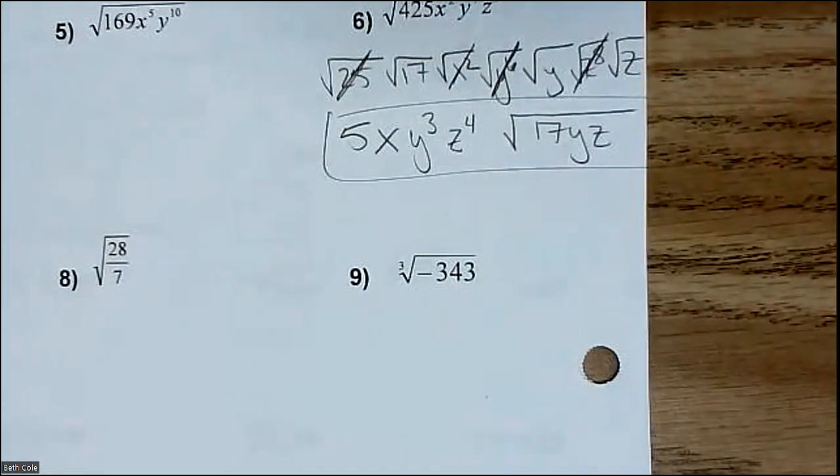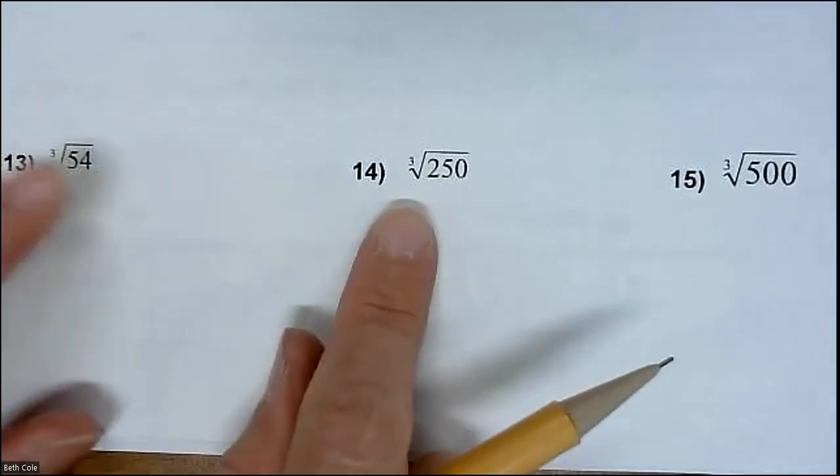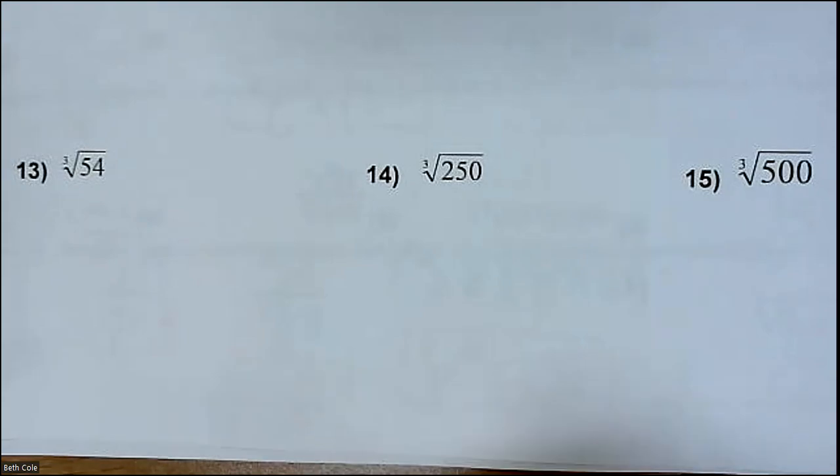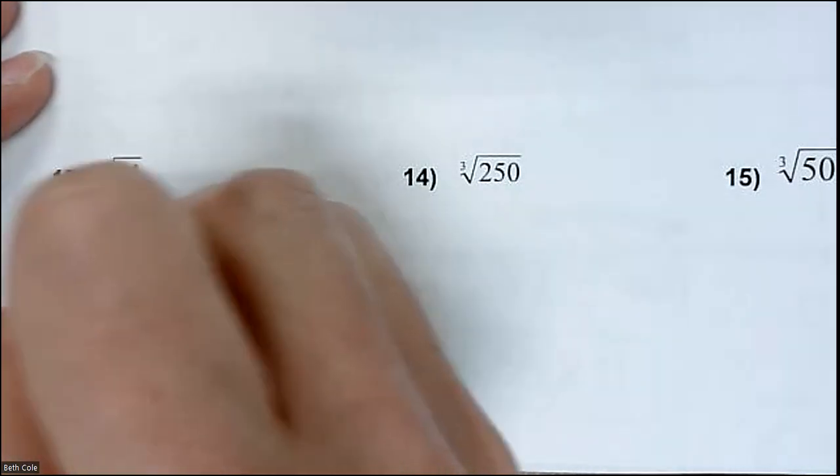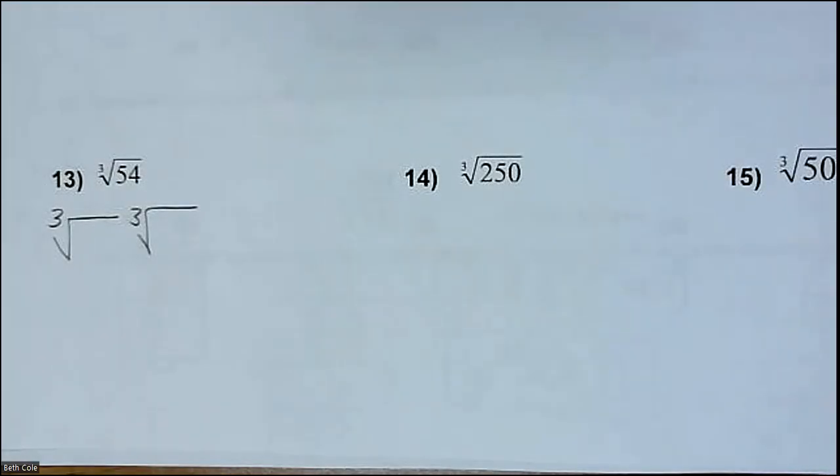All right, and then let's just do a couple of the cubed ones. Let's look in that bottom row here. Let's do 13 and 14. Again, I'm just trying to pick a couple of each of them. So draw two little houses, and I will type 54 in the calculator so you guys can see it.